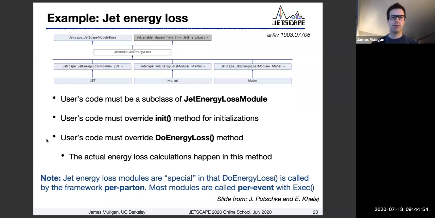So the idea is to make it as simple as possible and to make you not have to care about what's going on outside of your module as much as possible. This is a common example, I think, that there are a lot of people interested in jets. So this is a useful one to highlight, but I do want to point out also that the jet energy loss modules are actually slightly different. They're a bit special in that they call this function do energy loss, which is actually executed by the framework per parton. Whereas for most modules, the function exec or some other specific function is called per event. So there are some specifics here depending on which type of module you want to implement. If you have any confusion about this point as you dive into it, also please don't hesitate to discuss with us.